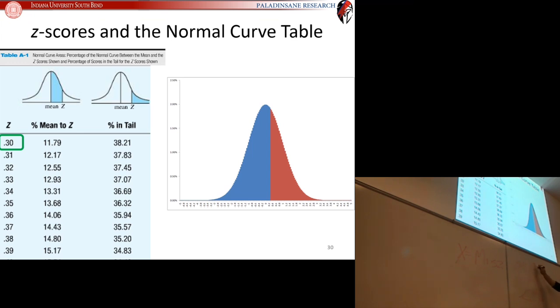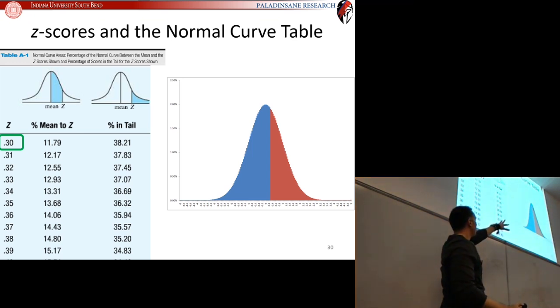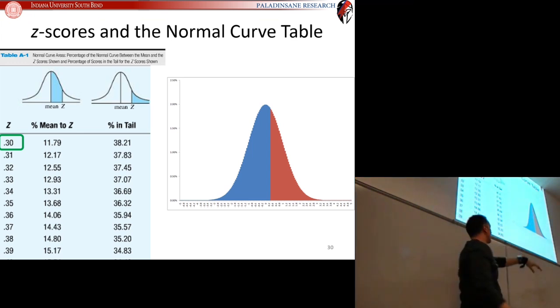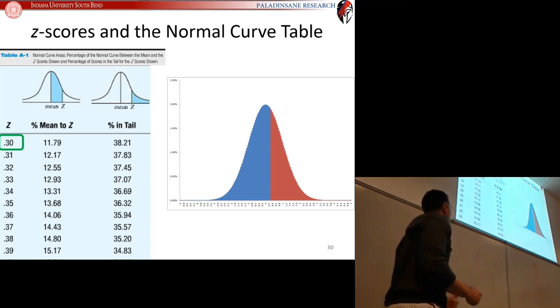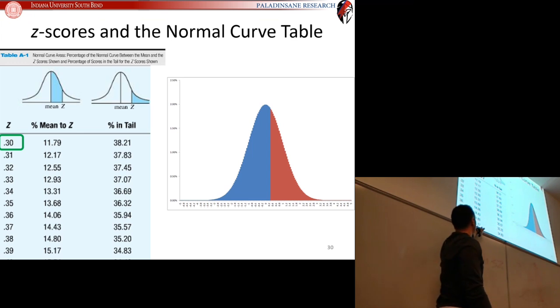And that little section right there, that is between the mean and our z-score. That is this column right here. So whenever you're dealing with the body of the distribution, you can always split it up into 50% of the distribution, that's the bottom half in this case. And then from 0 to 0.3, that's between the mean and your z-score. And what that allows us to do is it allows us to use the table.